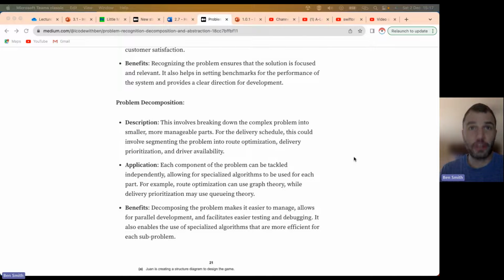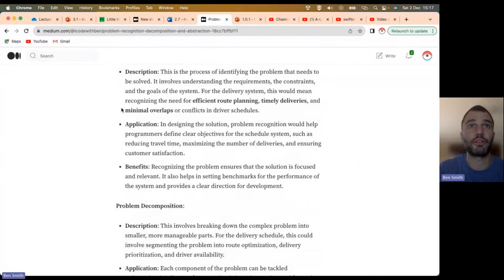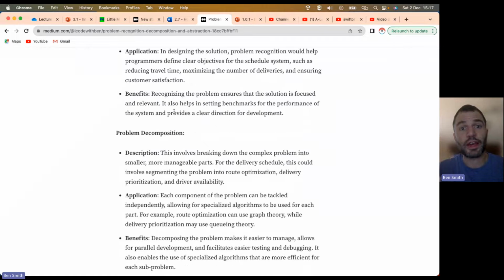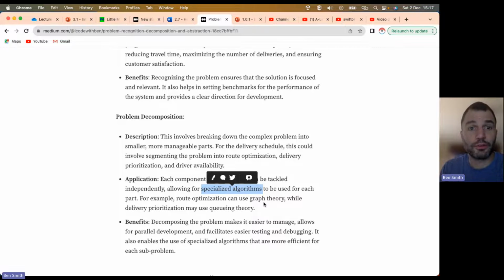Also, if you decompose a problem, for example, we've said we're going to break it down into efficient route planning, timely deliveries, and minimal overlaps. You could then design specific algorithms to solve those specific problems. So we can create specialized algorithms, for example, a route optimization algorithm. So an algorithm that will help the driver get to that location by avoiding traffic and make sure they get there just as the food is ready.